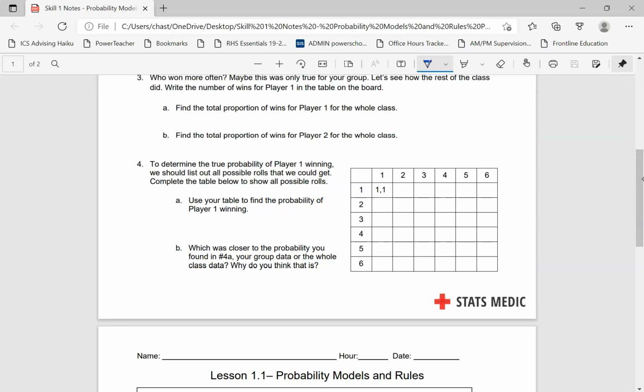This chart right here is going to give us what's called a sample space. It's going to tell us all the possible outcomes of what would happen if we look at each person rolling the die. So the 1 through 6 going down here is going to represent player 1's die. It doesn't really matter which player, but in this case we'll call it player 1. And this 1 through 6 up here is going to represent the player 2 person.